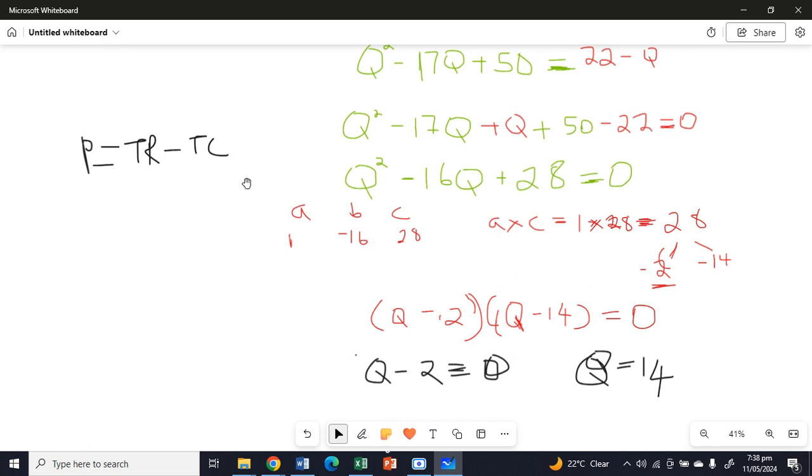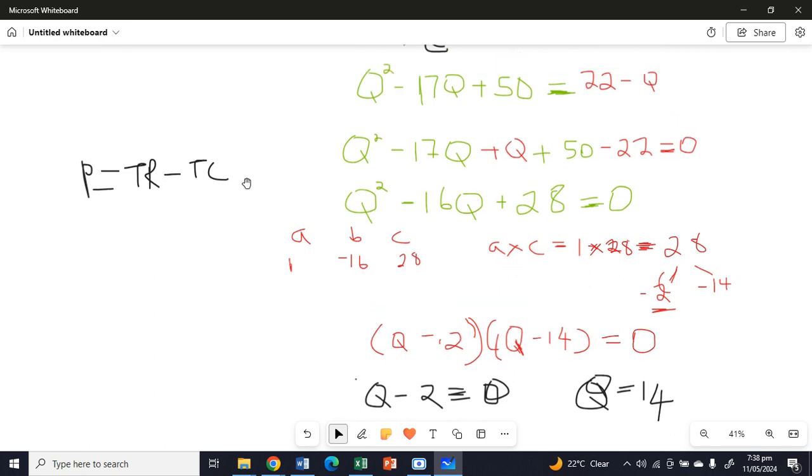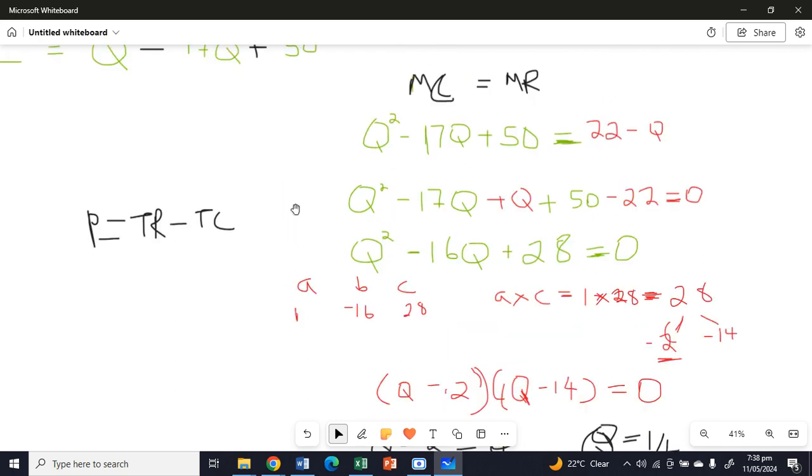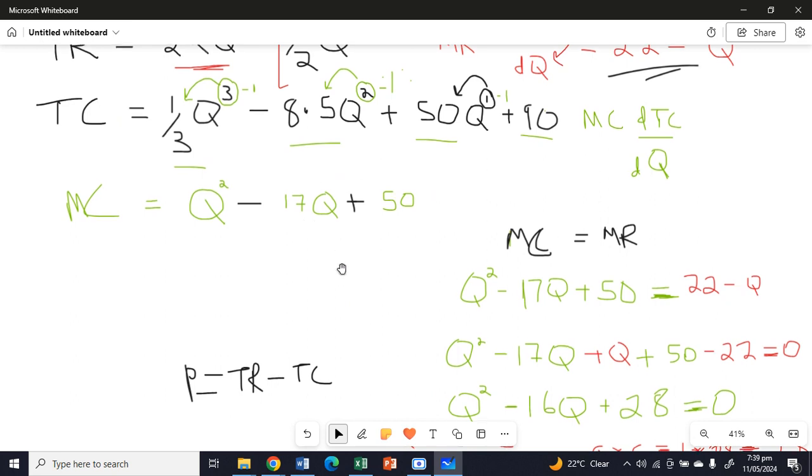Once you substitute q equals 14 into the total revenue function, it will give you the total revenue you make when you make 14 units. And once you substitute q equals 14 into the total cost function, it will give you the total cost you incur when you make 14 units. Then total revenue minus total cost is your profit. Since my board is lagging, let's look at the total revenue and total cost functions.